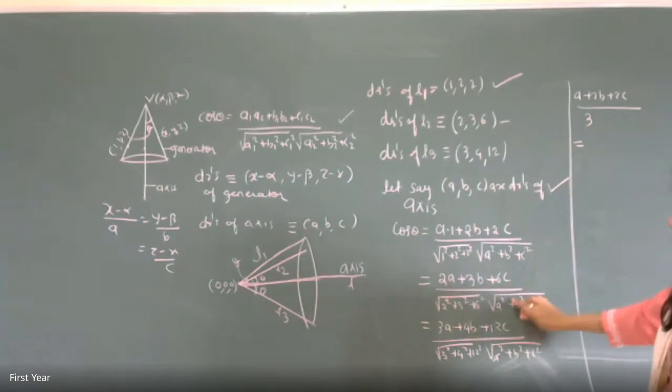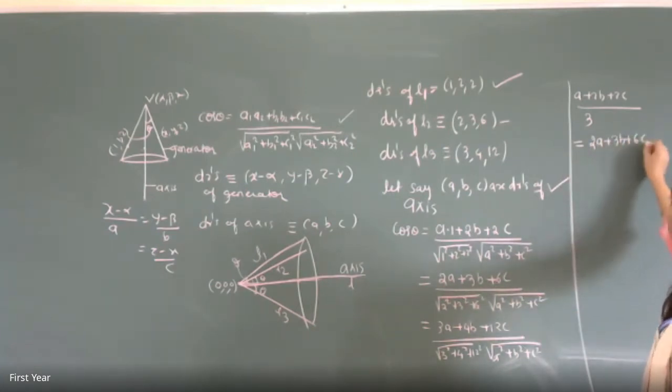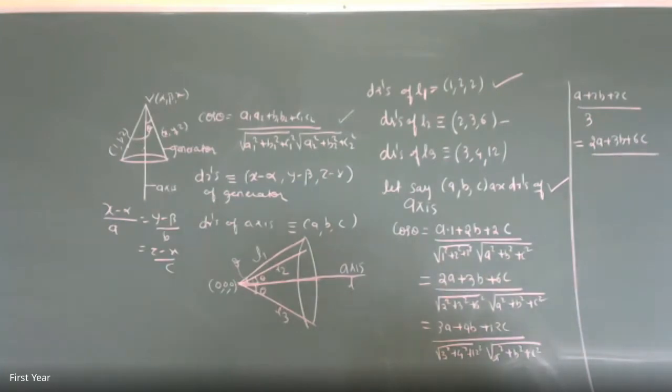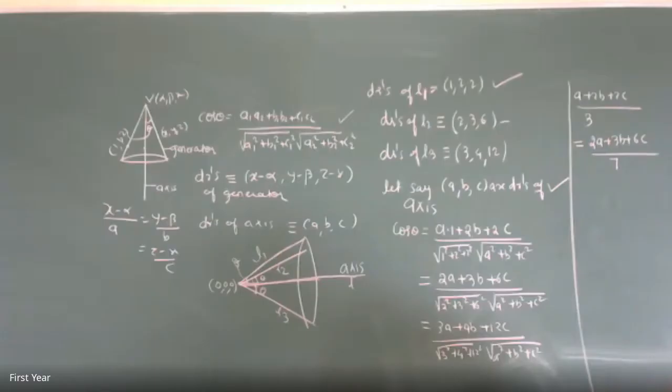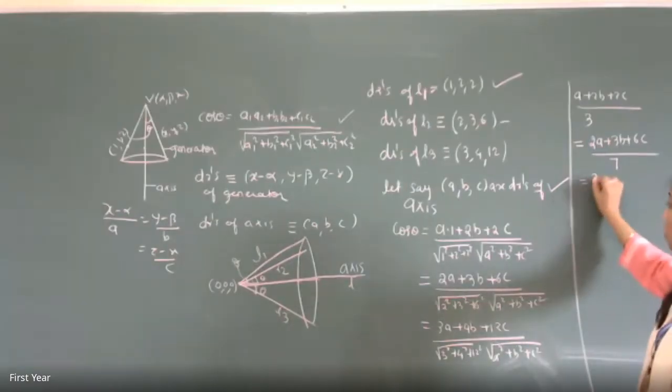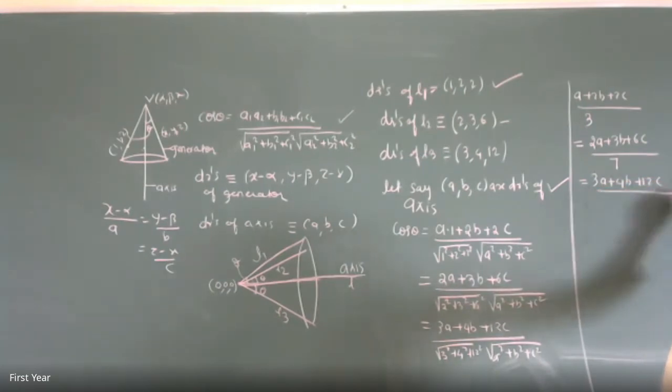That is equal to the second equation, that is (2A + 3B + 6C) upon (4 + 9 + 36). How much is that? Upon 49. So the square root of 49 is 7. And that is equal to (3A + 4B + 12C) divided by the square root of (9 + 16 + 144), which is 169, so 13.